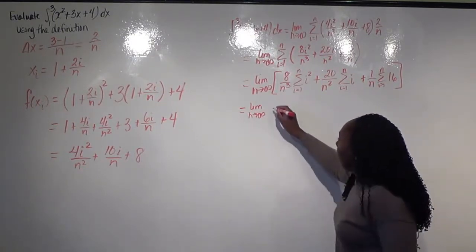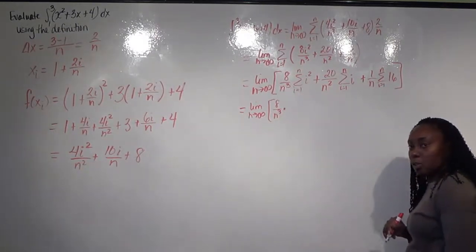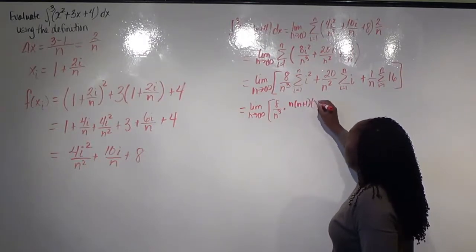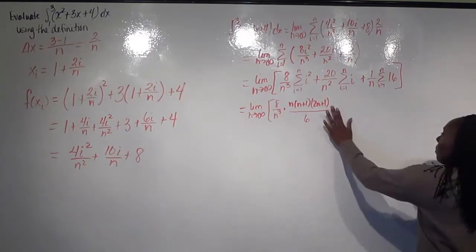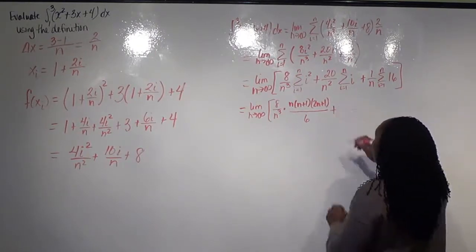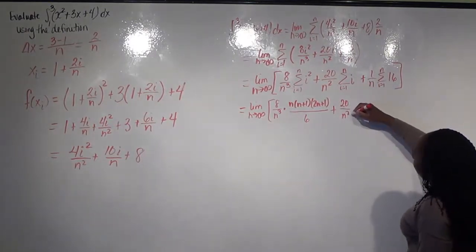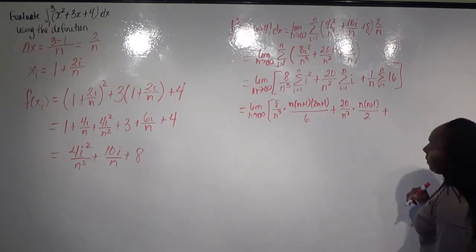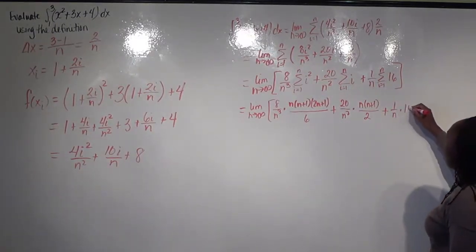So here we'll get 8 over n cubed multiplied by our summation for i squared, which is n plus 1 times 2n plus 1 all over 6. Oops, it's a plus. 20 over n squared times our summation for i and our 1 over n times our summation for 16. Okay.